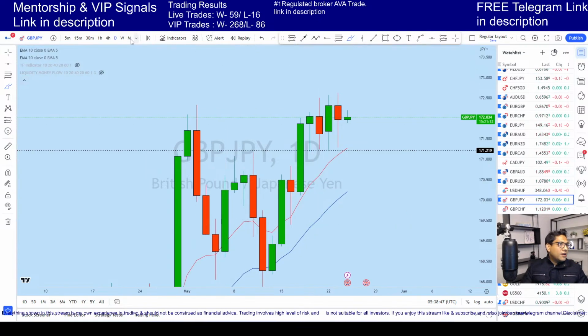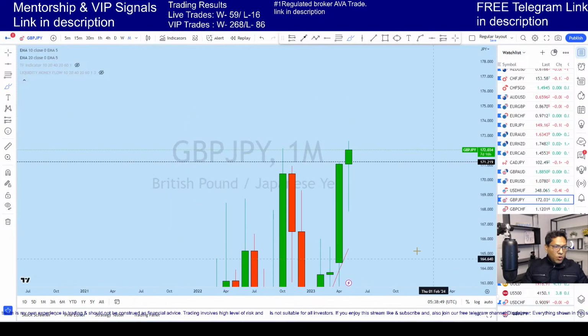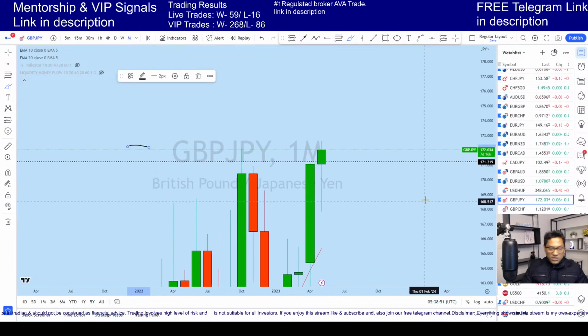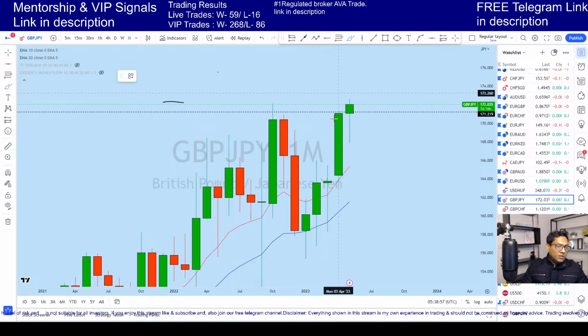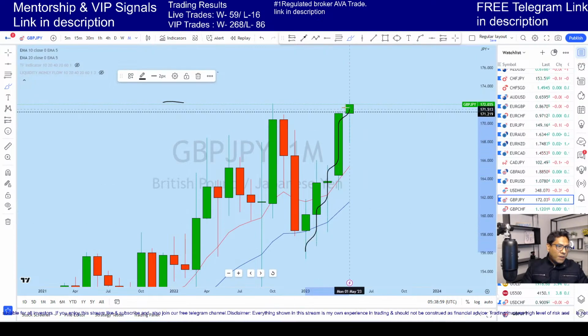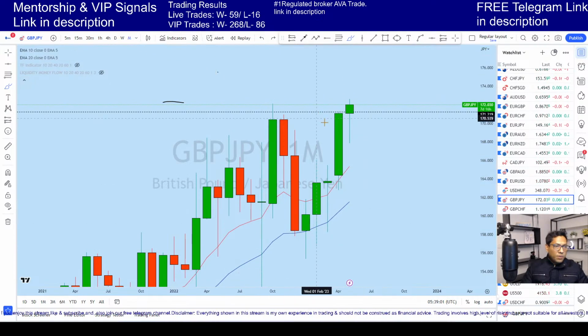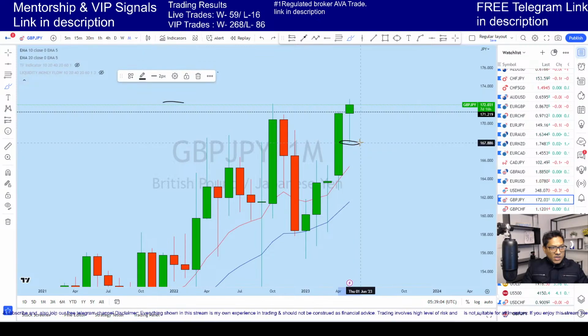If you look at the monthly perspective on GBP/JPY, we see that GJ is bullish on the monthly time frame. There is a strong impulse to the upside. With that impulse, the price on the monthly has come down to this level and created this move. This is the monthly price action.